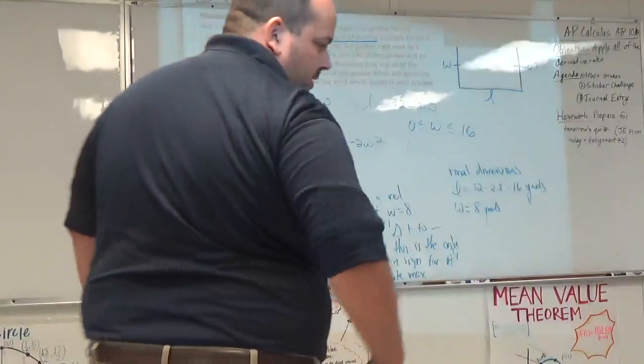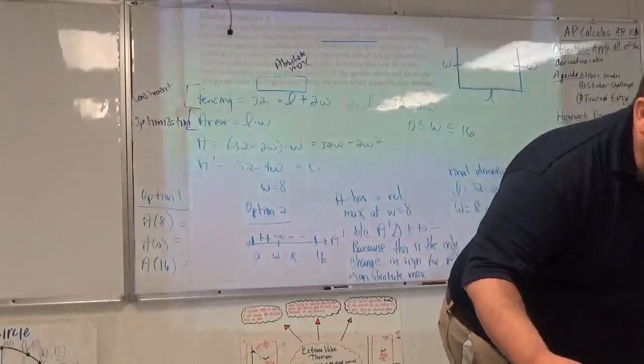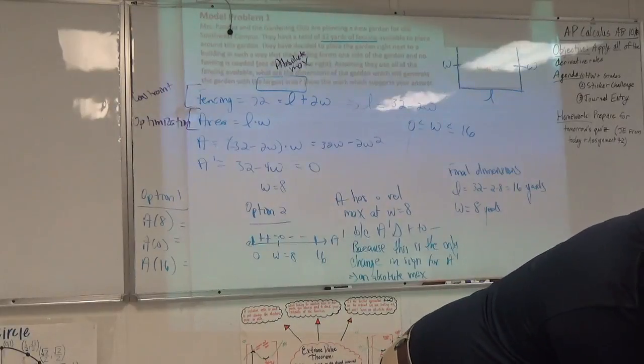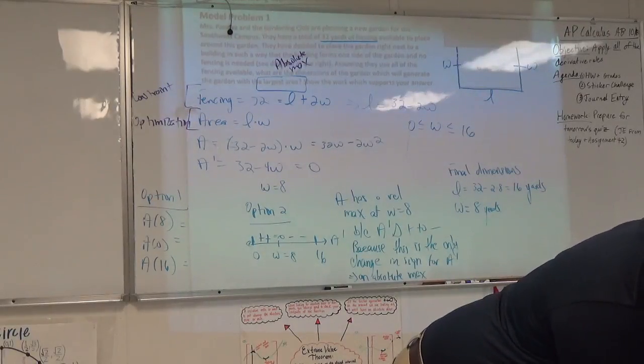Alright, how are friends? Okay, so what's the constraint, or the constraint equation? Length plus width equals 32, right? We took away one of the sides. What are we trying to optimize? Remember what we did last time? We solved for L, right? The area is length times width.